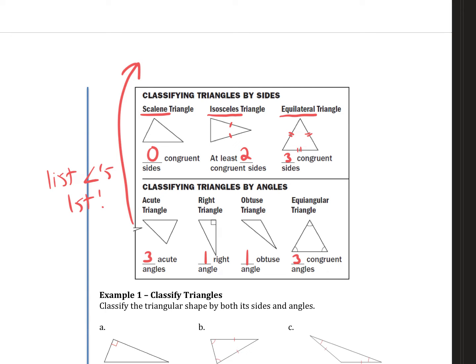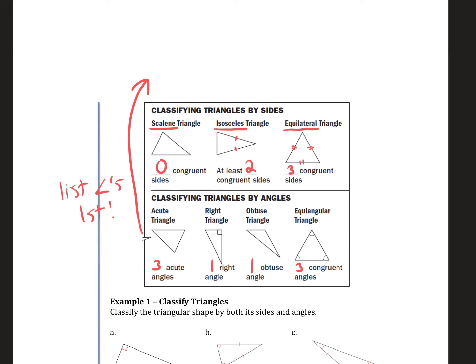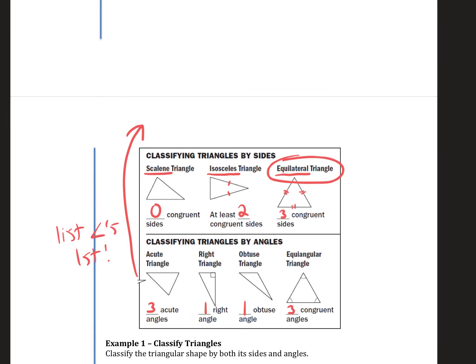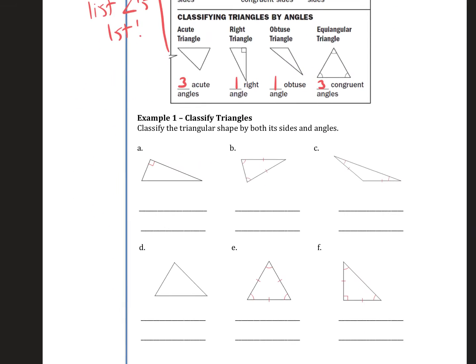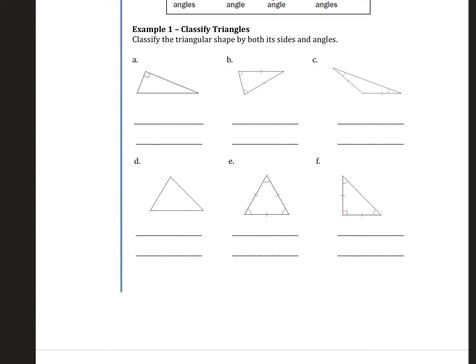And then also, we don't really need to say equiangular. We can just say equilateral for triangles. You don't need to say both. Because they're both going to imply that they have to be the same. So you can just write equilateral triangle. Okay? All right, let's do an example here.